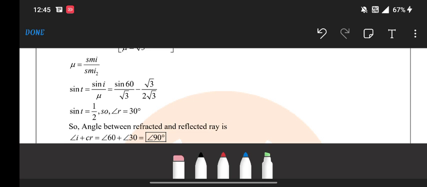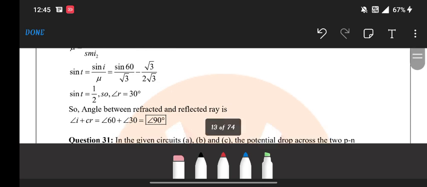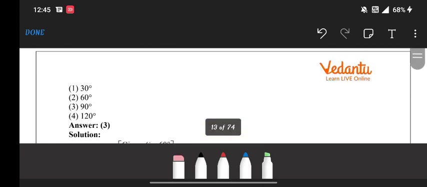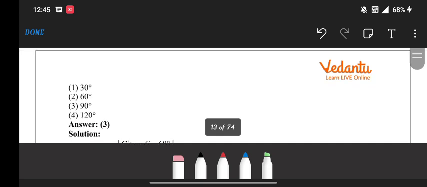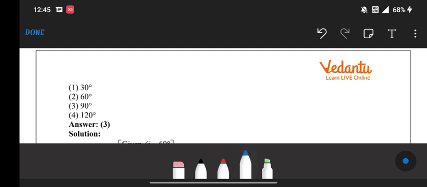So therefore the angle between the refracted and reflected ray is angle i plus angle r, that is equal to 60 plus 30, therefore it will be 90 degree. So 90 degree is the answer for question number 30. Therefore option C or option 3 is the correct answer.